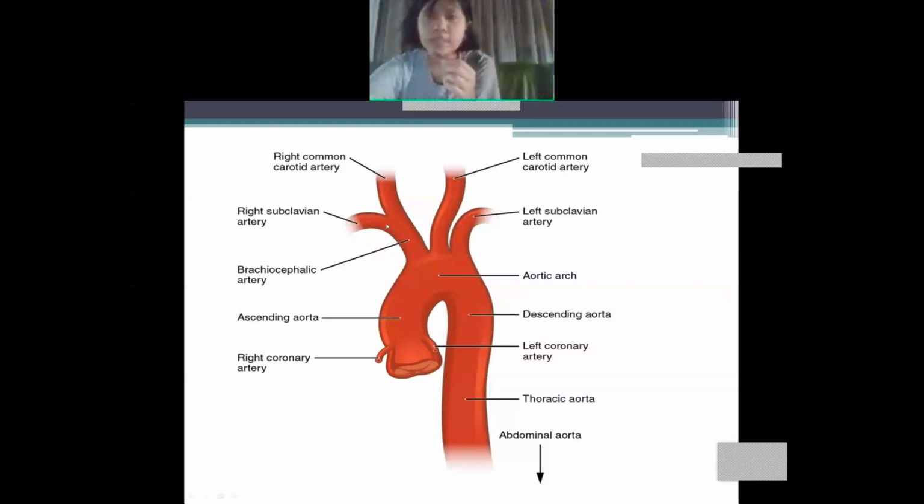And this brachiocephalic artery, you will find that it is divided into two parts. That is the right subclavian artery, this one, and the next is the right common carotid artery, this one. And as we come down, you will find the descending aorta, which is the continuation of the arch of the aorta. In this descending aorta, you will find that it is divided into two parts again. That is the thoracic aorta, and next is the abdominal aorta. So that's all about the aorta.